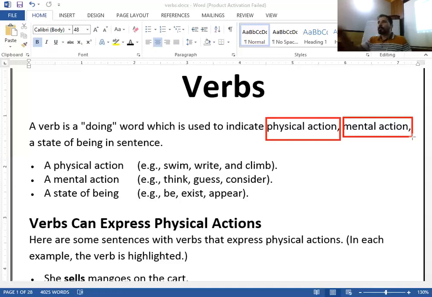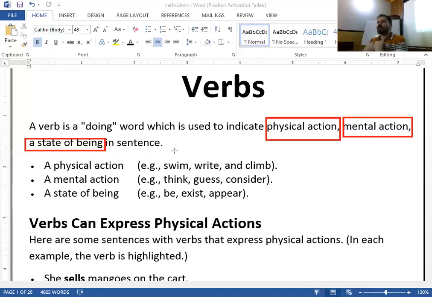Get it? So we can say number one, verbs show physical actions. Number two, verbs show mental actions. Number three, the third one, it shows a state of being. It shows what? A state of being. Like it shows existence. For example, if I say, I'm a teacher.